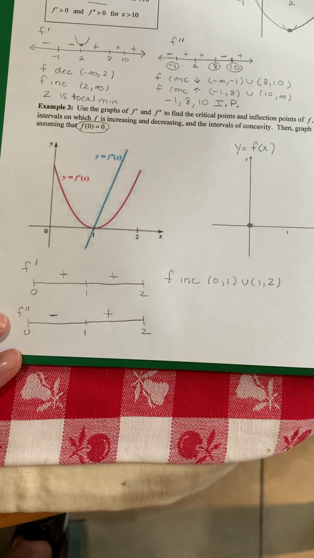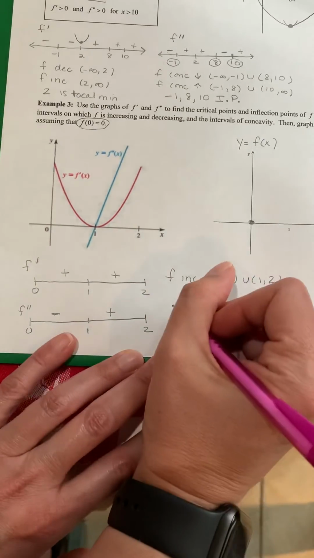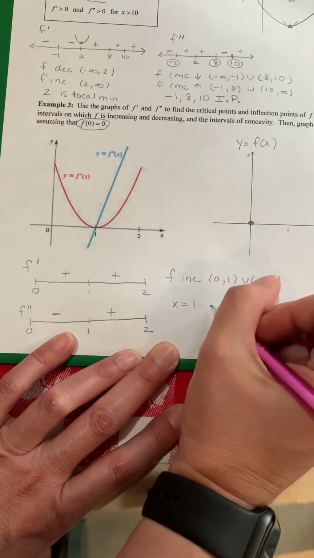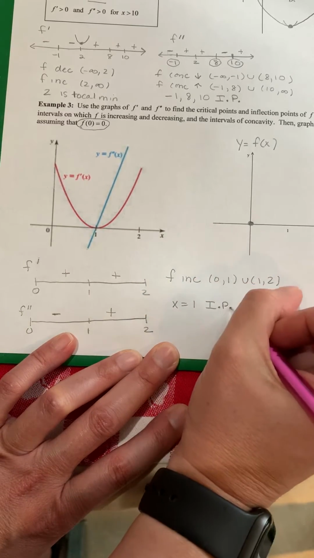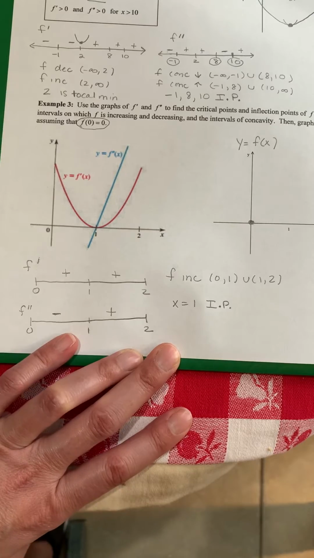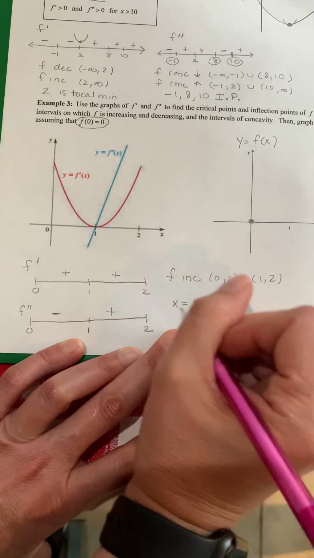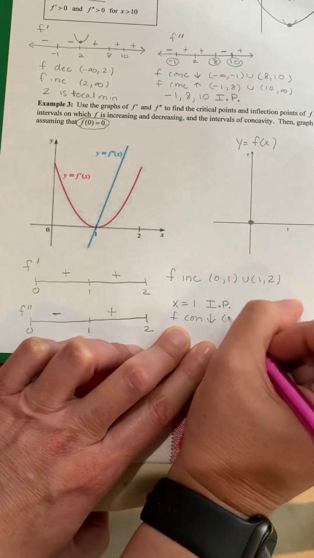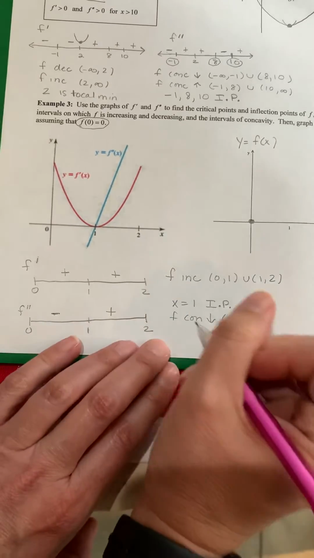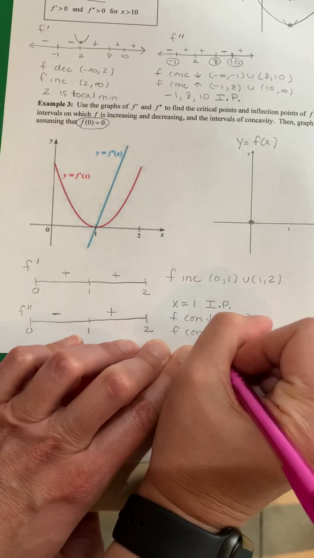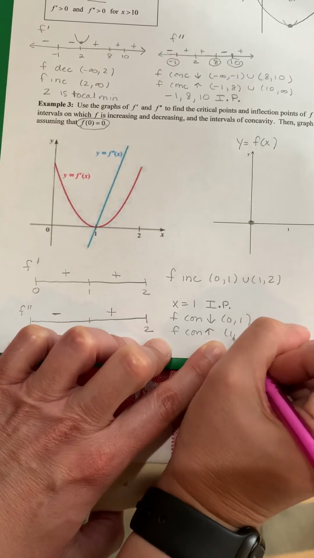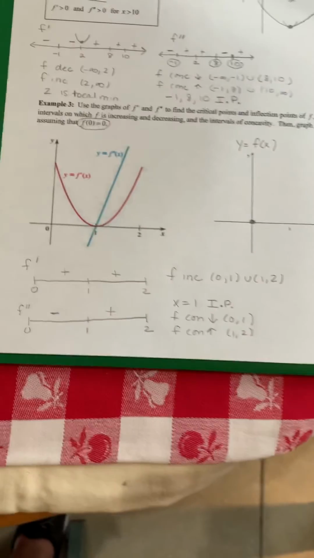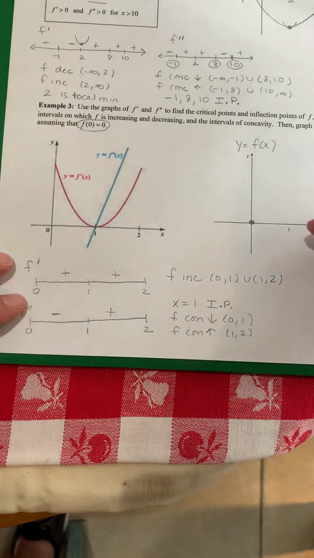So we are going to have a change in concavity. So that is going to tell us that x equals 1 is an inflection point, which I'll go ahead and abbreviate like that. We know from 0 to 1, we're going to have that f is concave down. And then we're going to have that f is concave up from 1 to 2. Okay, so we're ready to go at this stage.